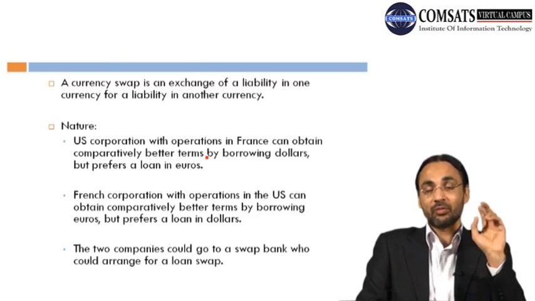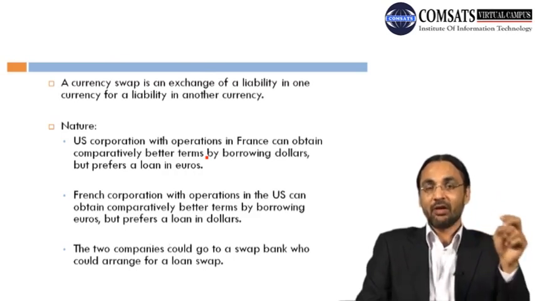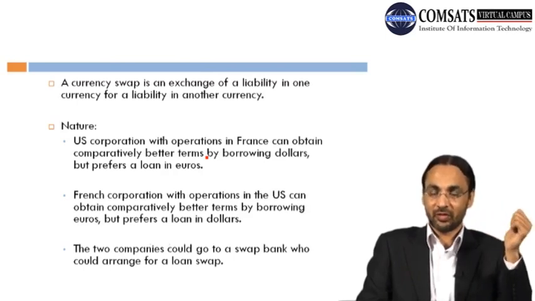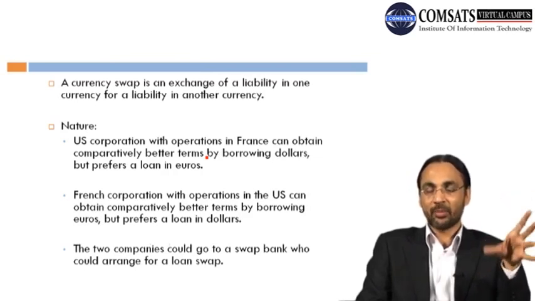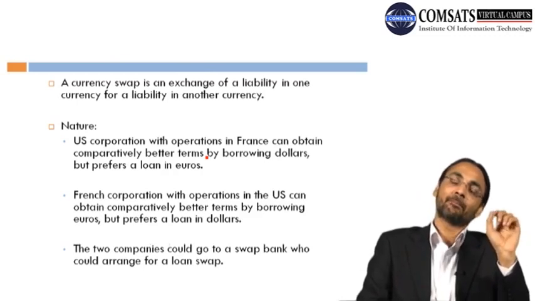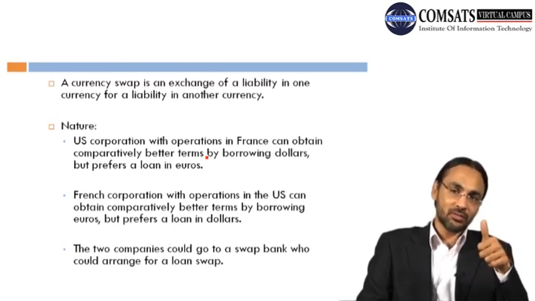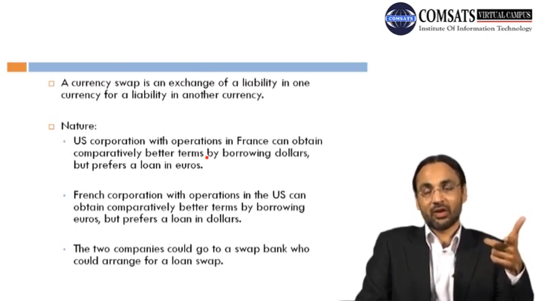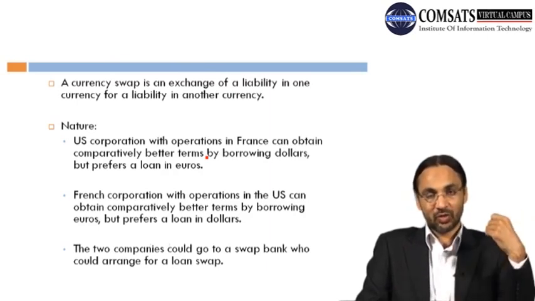We know that the USA firm operating in France needs euros to invest in France, and the French firm operating in the USA needs dollars to expand its business in the USA. Both firms can go to the swap bank and make a swap deal. How are they going to do the deal? The US firm is going to borrow money in dollars because it can raise money cheaply in the USA. The French company can borrow money in euros in France because it can raise money cheaply there. But they need dollars, and the US company needs euros.